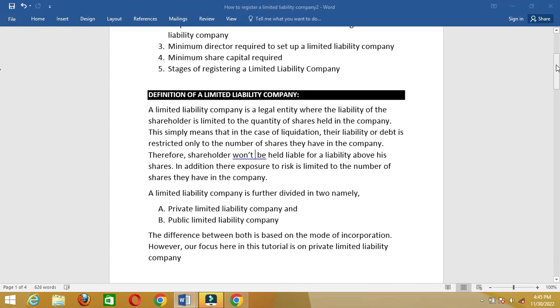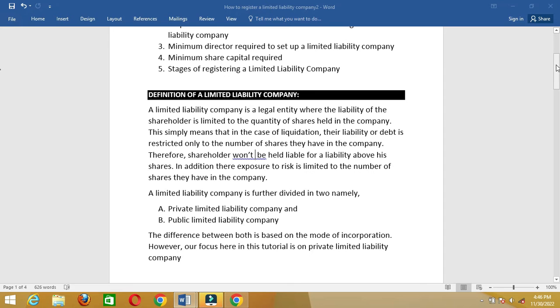Now, what the individuals that make up this company put together is called shares. They bring in their different resources together, call it shares, share capital, to establish this company. Now, it is called a limited liability company simply because in the case of liquidation or exposure to loss or risk, the liability of a shareholder is limited to only the number of shares he or she has in the company.